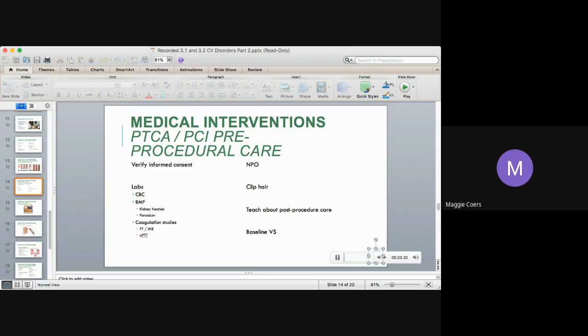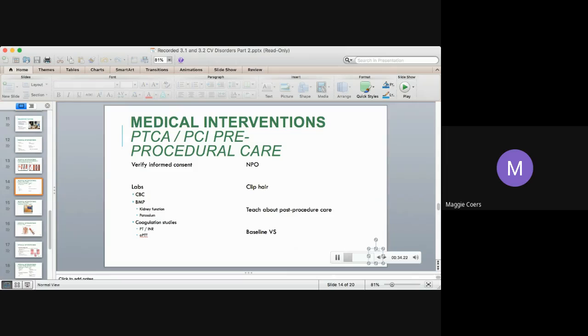All right, so before someone goes into the cath lab for angioplasty or a stent, okay, they must sign an informed consent. Okay, so they must know the risks and the benefits of any procedure. We also do labs on the patient. So these are pre-procedural cardiac cath. We draw some labs, okay, that are listed here on your slide.